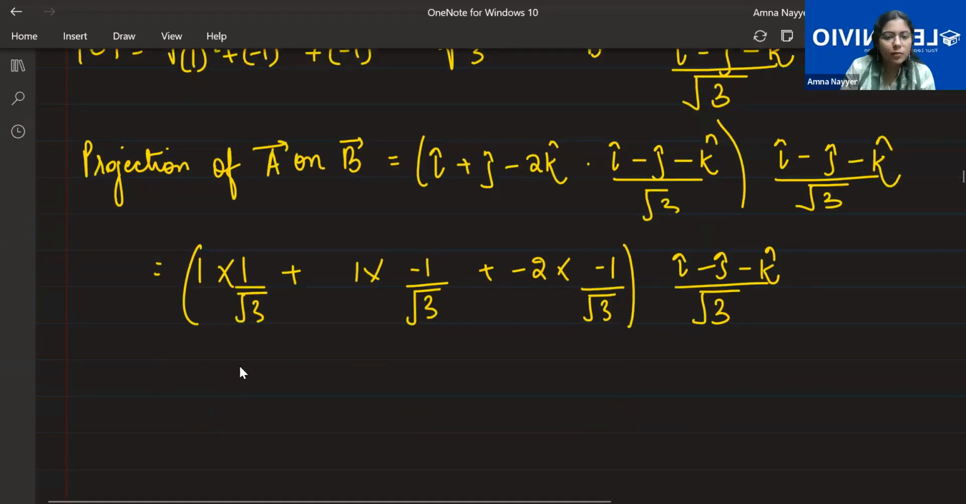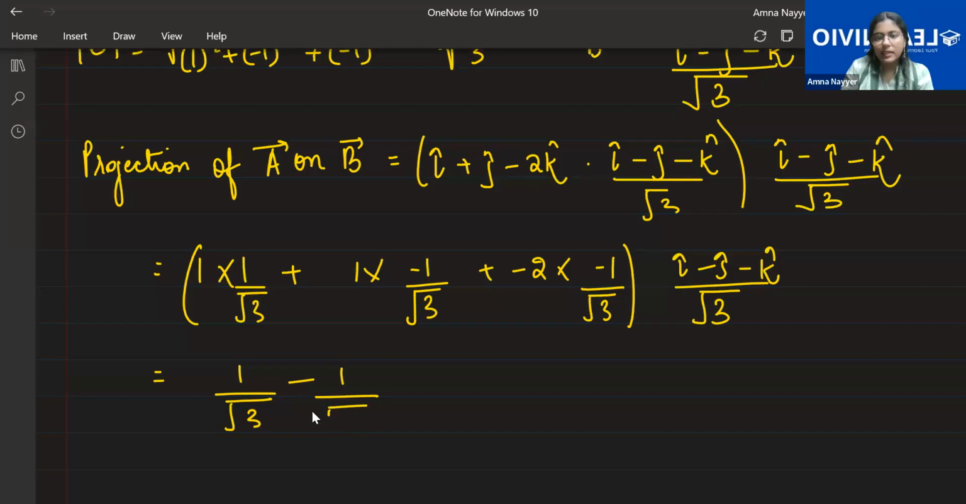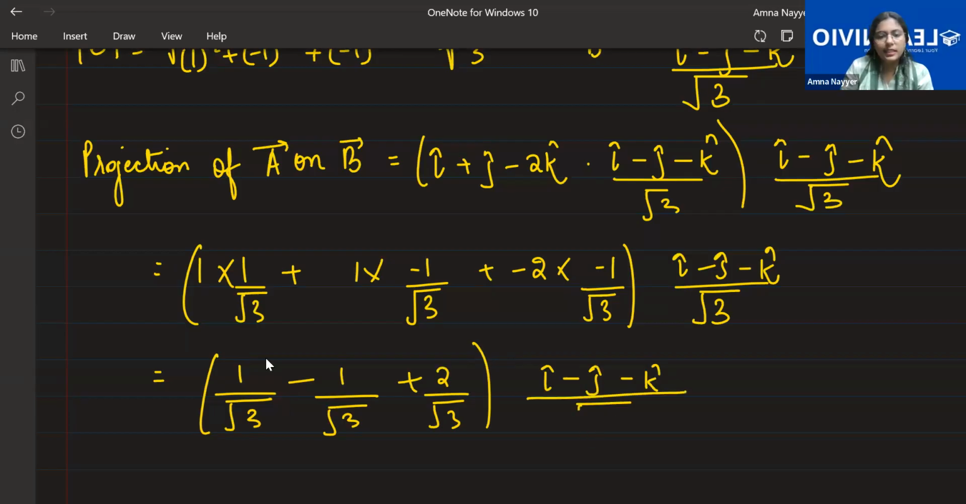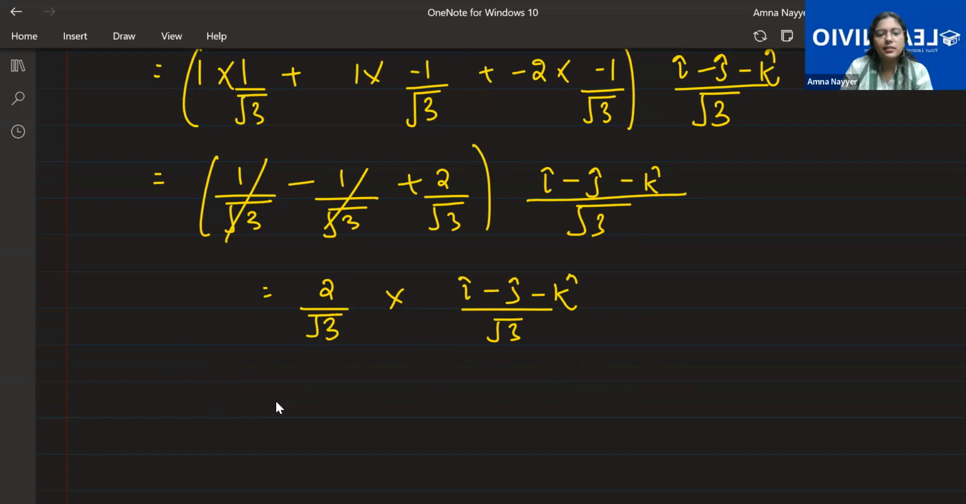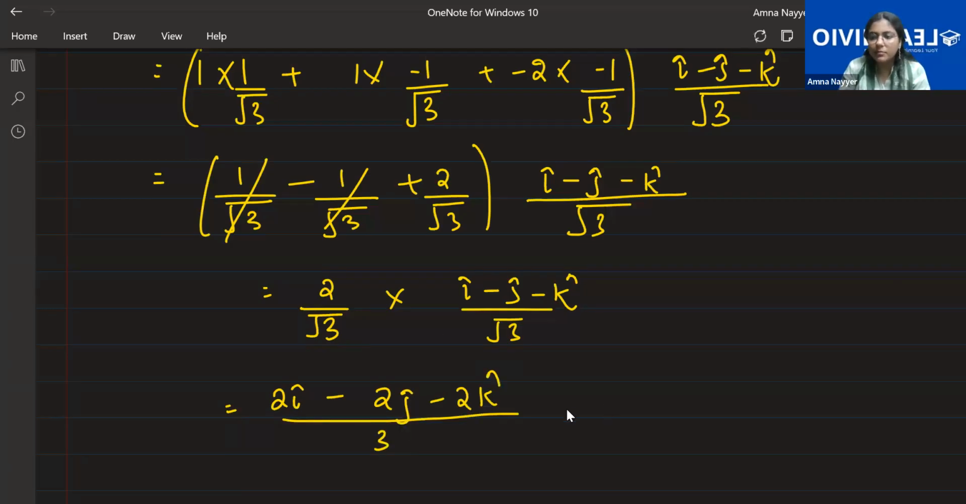So this becomes 1 by root 3. This becomes minus 1 by root 3. And this is plus 2 by root 3 multiplied to I cap minus J cap minus K cap divided by root 3. They'll get cancelled. So you are just left with 2 by root 3 multiplied to I cap minus J cap minus K cap by root 3. What's the final answer? 2I cap minus 2J cap minus 2K cap divided by 3. Right? Root 3 into root 3 will become 3.